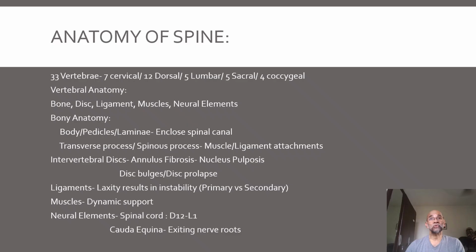Neural elements which pass through the spinal canal include the spinal cord, which ends at the D12-L1 junction, and then you have the nerve roots which come down to exit at each intervertebral foramen. This conglomeration of nerve roots is called the cauda equina.